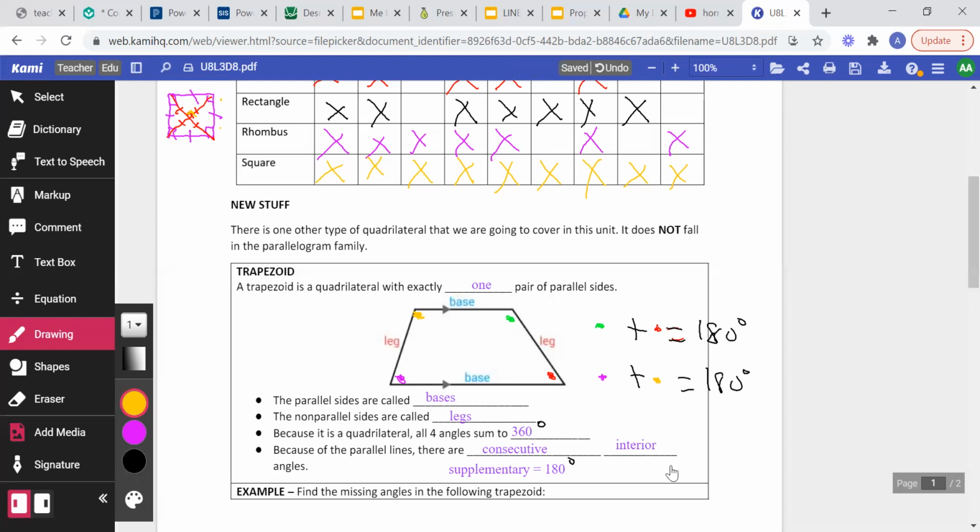Because the two bases are parallel, then it means if we extend this line, I extend this, I extend this, I extend this, this line becomes a transversal. This line becomes a transversal. And this also becomes a transversal, okay? So this angle and this angle add up to 180. This angle and this angle add up to 180, okay? When you add this, 180. When you add this, 180.